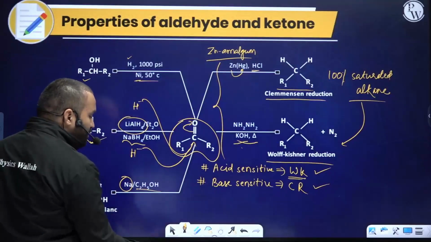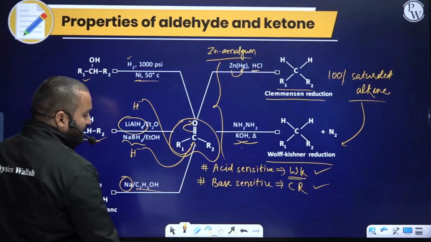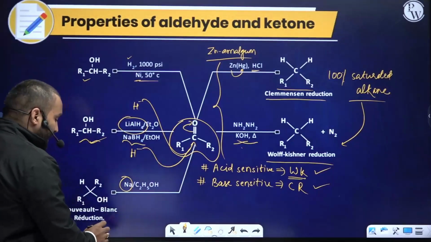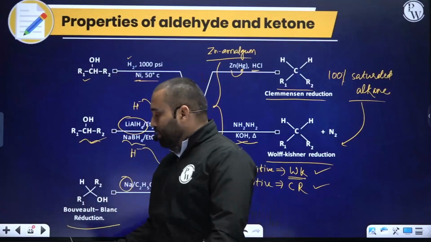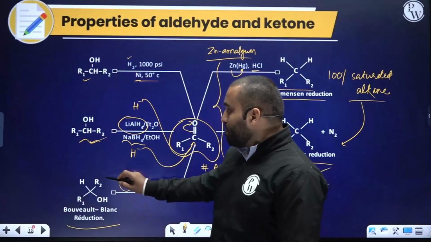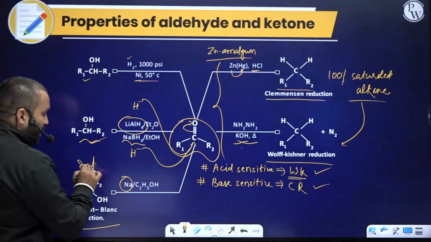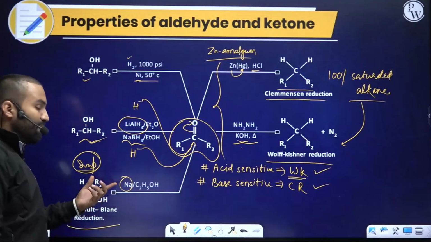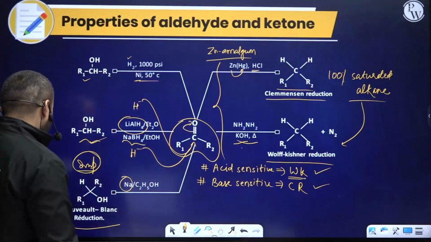Suppose you want to use sodium metal in ethanol. This combination will generate nascent hydrogen. But when this combination of reagents is used, it has a name, the Bouveault-Blanc reaction. Bouveault-Blanc reaction, very important. Please make a mark. Put your star, moon, whatever you want, here to make it an important point. It is very important. BB reaction.